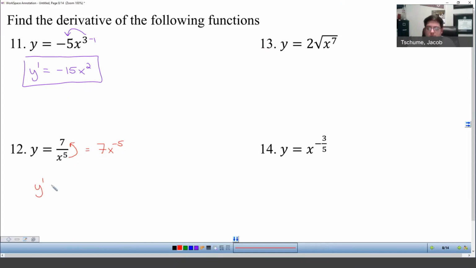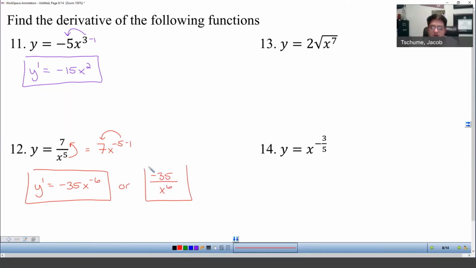So y prime would be, bring the negative 5 to the front. Negative 5 times 7 is negative 35x. And if you subtract 1 from the power, it makes this a negative 6. And like I said, for right now, you can leave it just like that. Or if you're practicing rewriting, this is the same thing as negative 35 over x to the 6 if I put it back into positive exponential form.